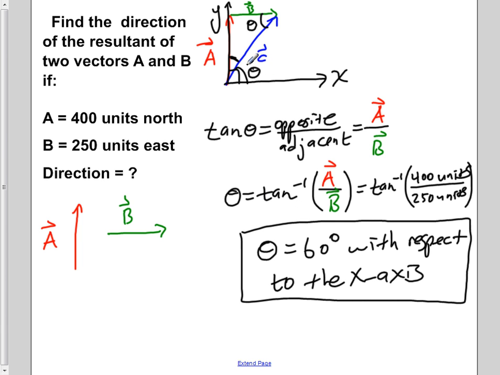So there we have it. This angle here that the resultant makes with the x-axis provides us the direction of our resultant vector, which is at a 60-degree angle with respect to the x-axis.